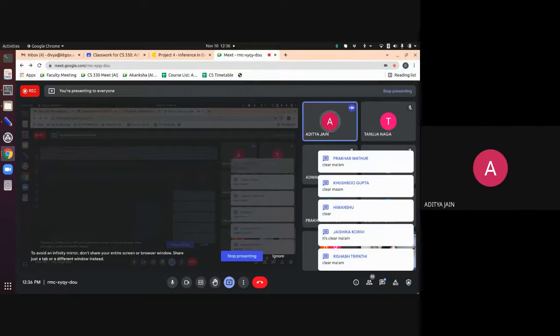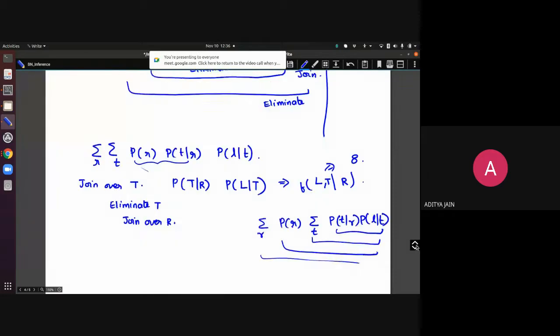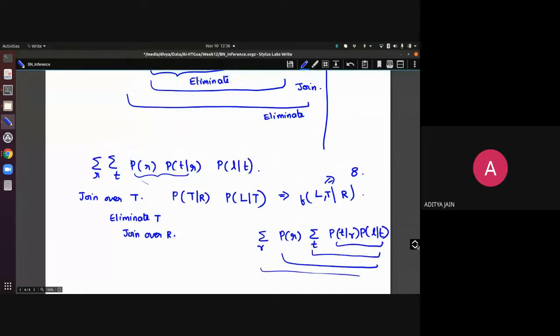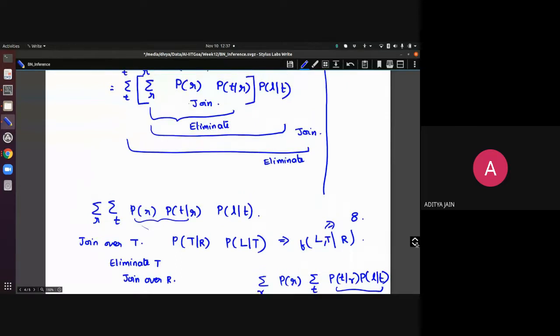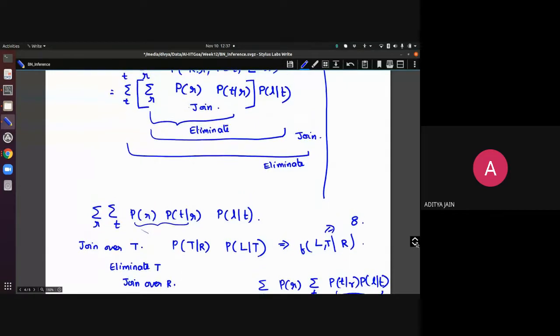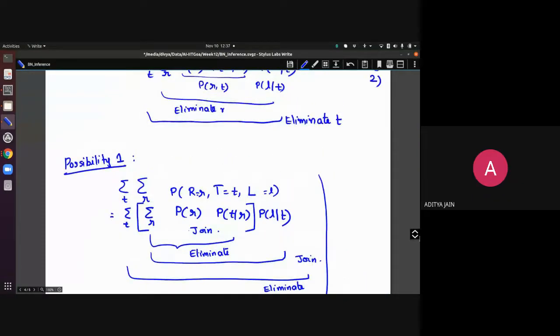Ma'am, I have a doubt. Yes, Aditya. Tell me. Ma'am, what is the difference between those possibilities? Like, is there some sort of complexity difference or calculation difference? Like at the end we are calculating using 8 possible values. Are there any difference in this?